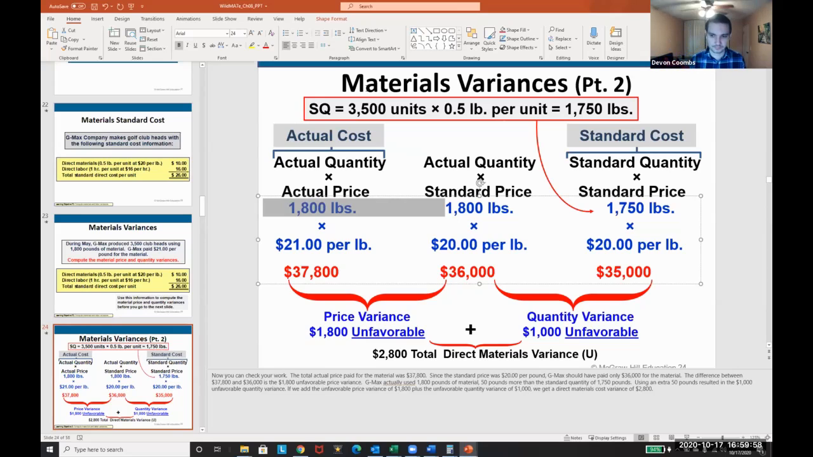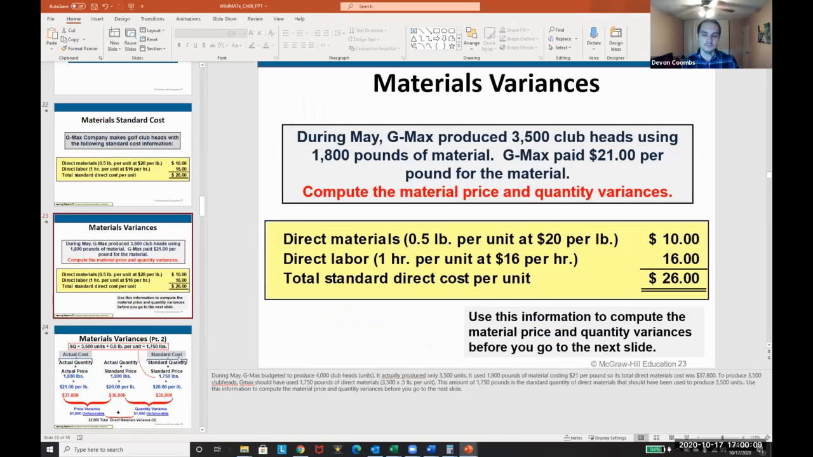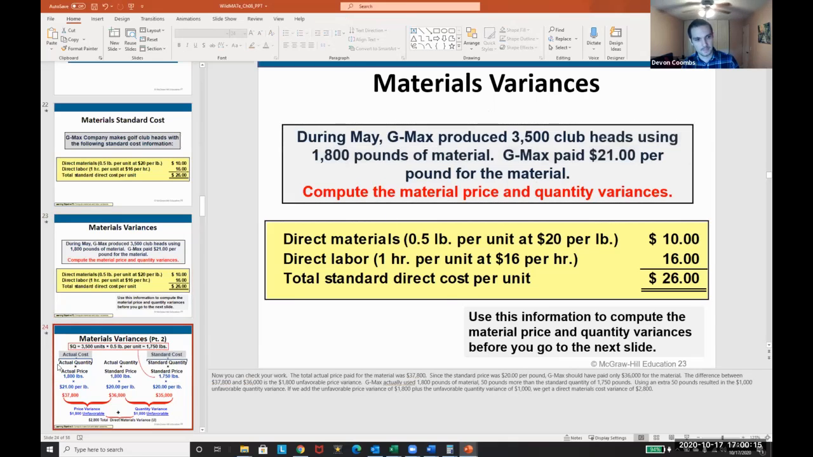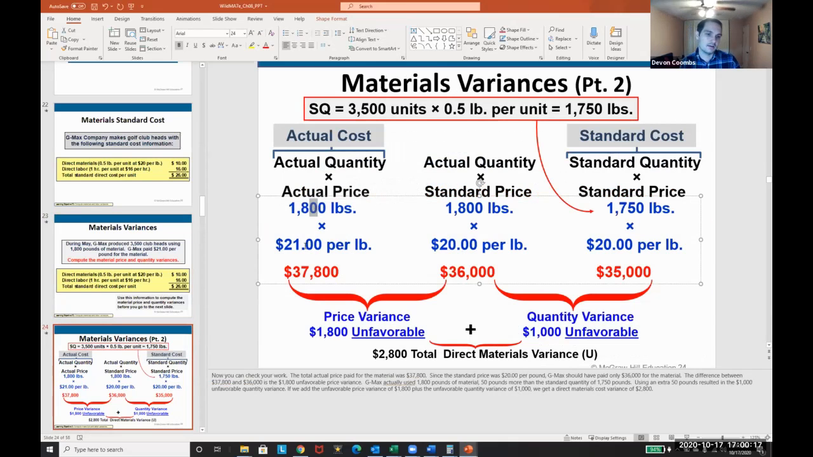So then we go from 1,800, and then what is our actual price, right? Actual times actual. We're figuring out actual cost on the left. That's what I do first. Our actual cost per unit was $21 per pound. So 1,800 times $21 per pound, we get our 37,800. That's how we got this information here.